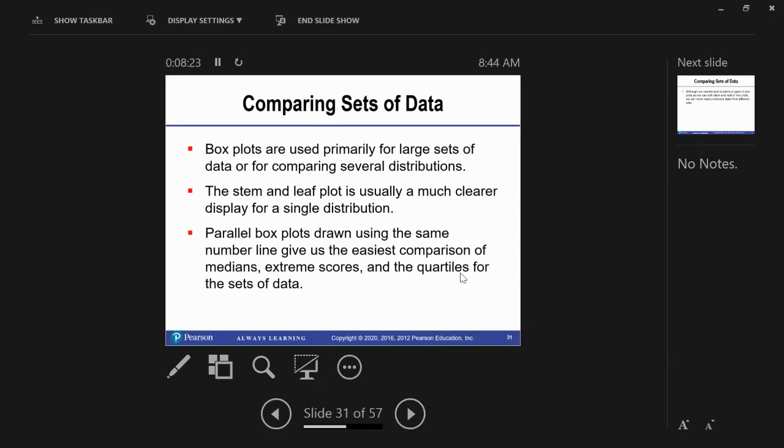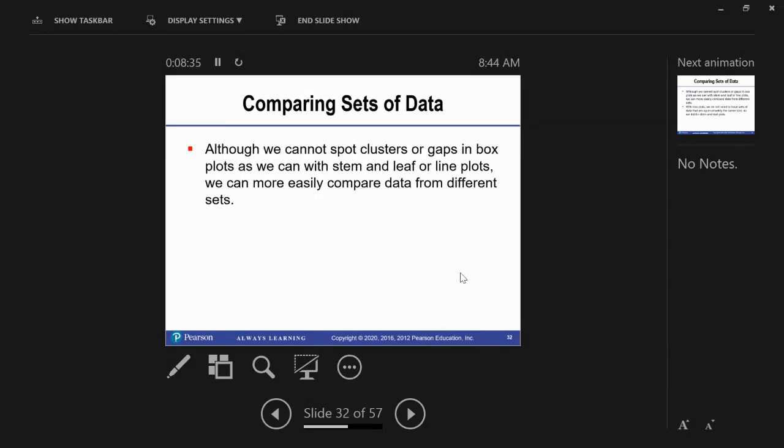So we kind of saw that on that marriage problem that we did earlier. That was an example of some parallel box plots. When you're comparing men and women, you could easily see what was going on because those are right next to each other. Although we cannot spot clusters or gaps in a box plot, we can with stem and leaf or line plots.